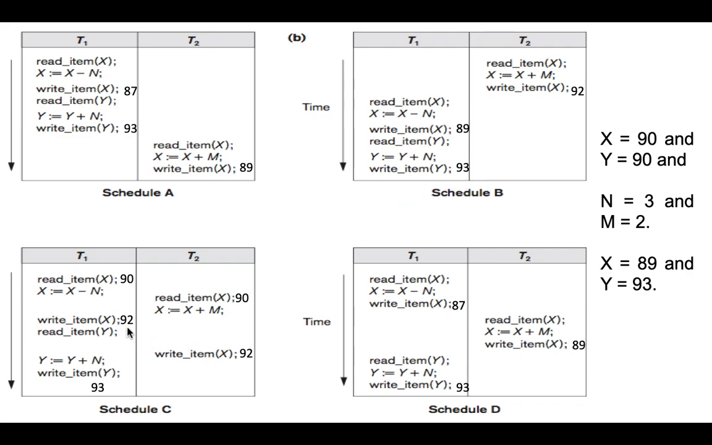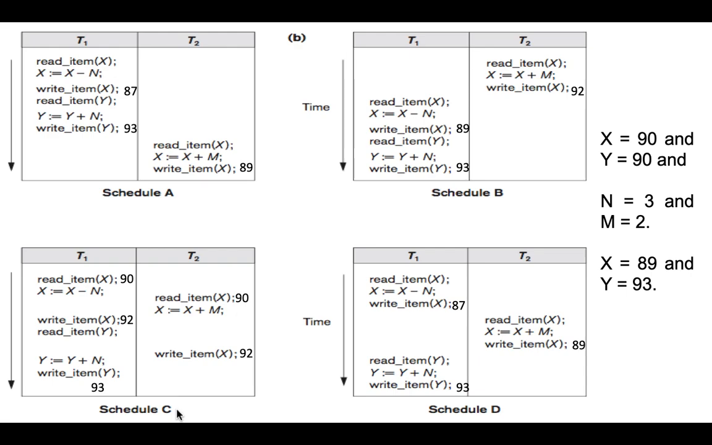But x we got a wrong value. X we had to get 89, but we are getting 92. So we are getting a wrong result. We are not getting the same result as that of schedule A and schedule B. So we cannot say schedule C is serializable.